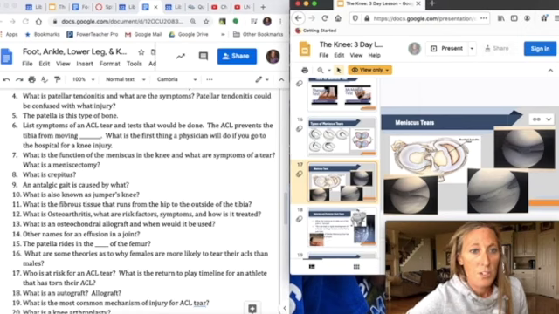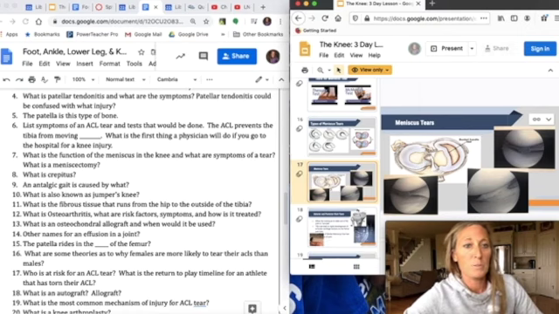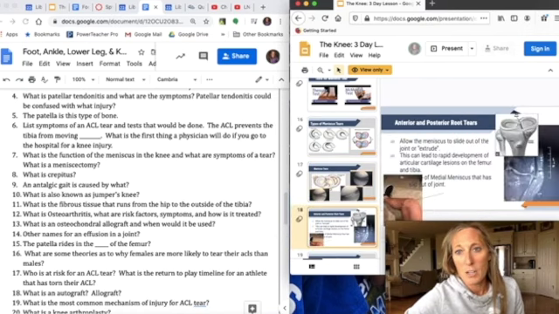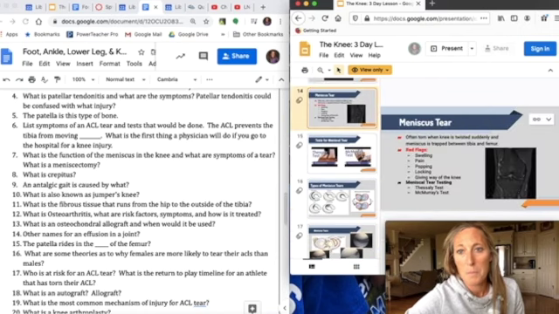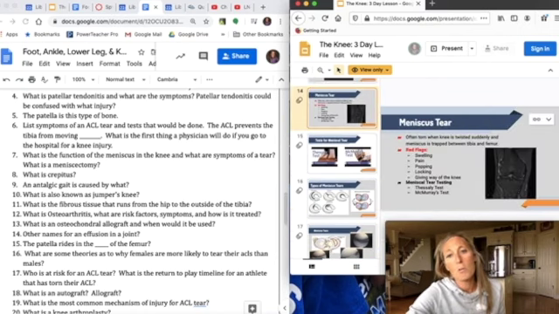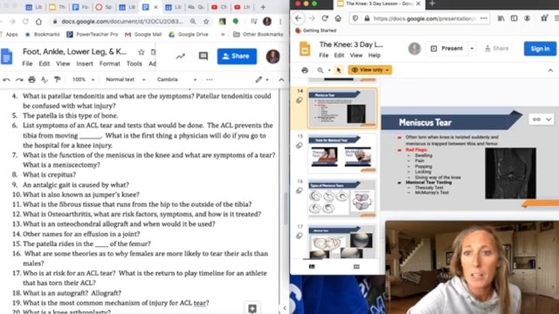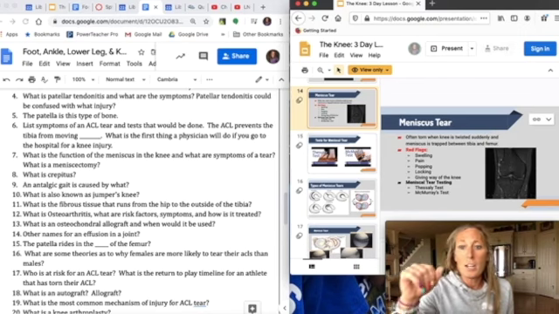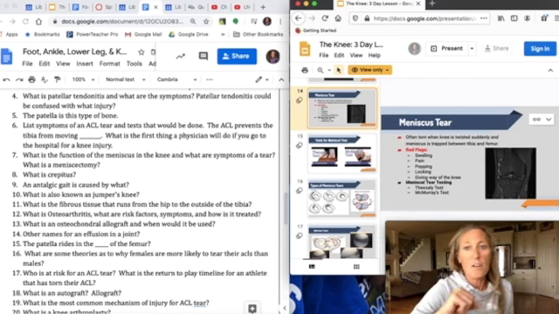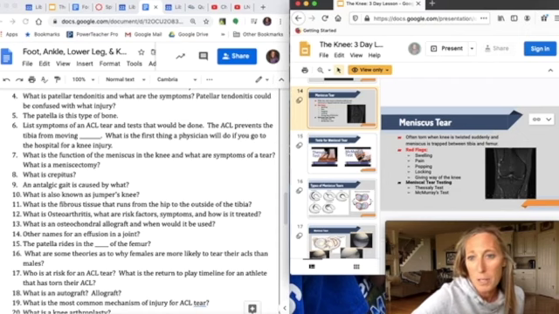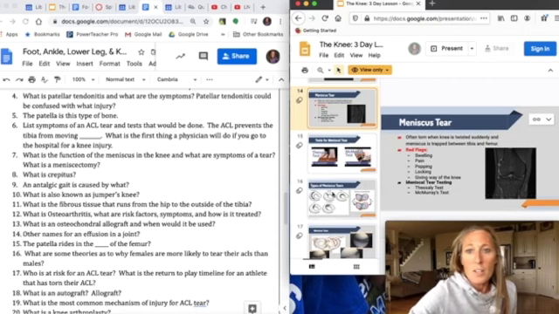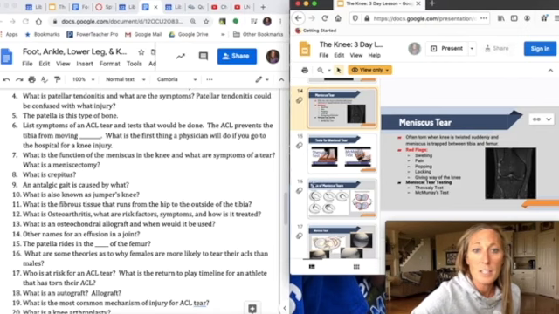Then the next question on that, list symptoms. What is the function of the meniscus in the knee, and what are symptoms of a tear? Some meniscus tear symptoms are going to be back up here. There's going to be swelling. There's going to be pain in the joint, popping, locking. The knee may give way, so they may be walking and their knee just gives out and they kind of jolt a little bit. They may even fall. Testing would be the Thessaly test or the McMurray test.